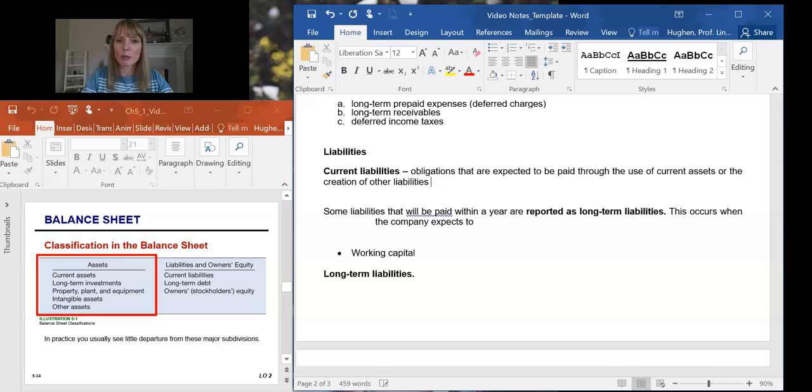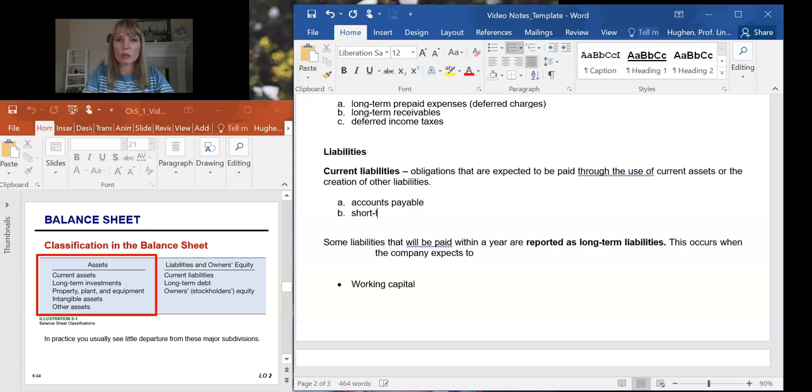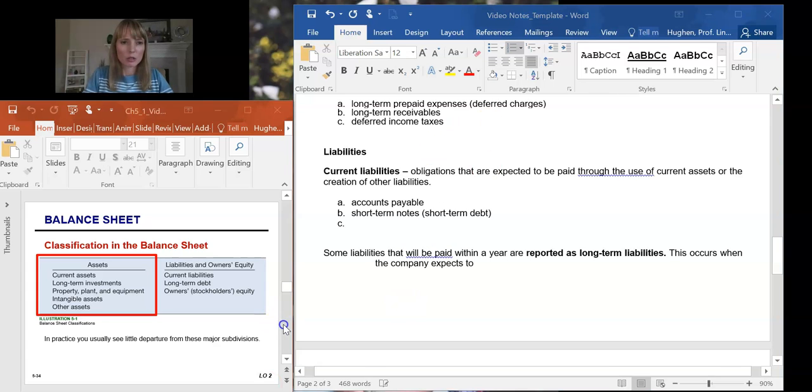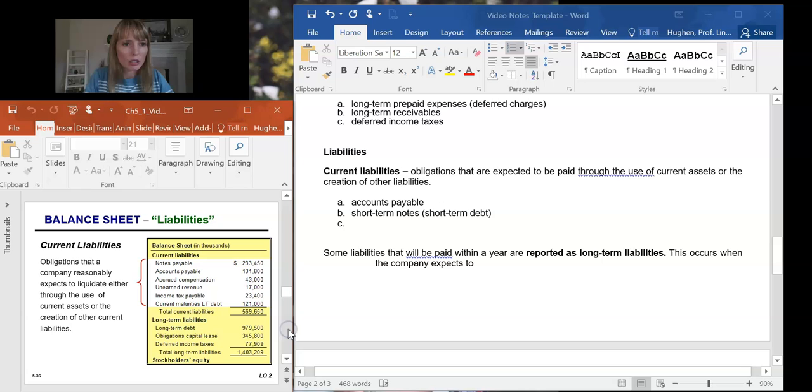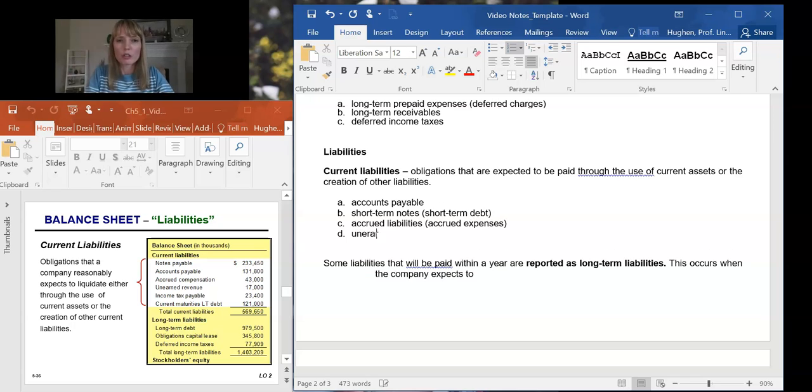So some examples that we are talking about of current liabilities you're already familiar with. I don't think we're adding anything here that you haven't heard about before. Accounts payable, short-term notes, sometimes referred to as short-term debt. Accrued liabilities, here we see in this slide accrued compensation. Sometimes accrued liabilities are referred to as accrued expenses. They mean the same thing. Unearned revenue.